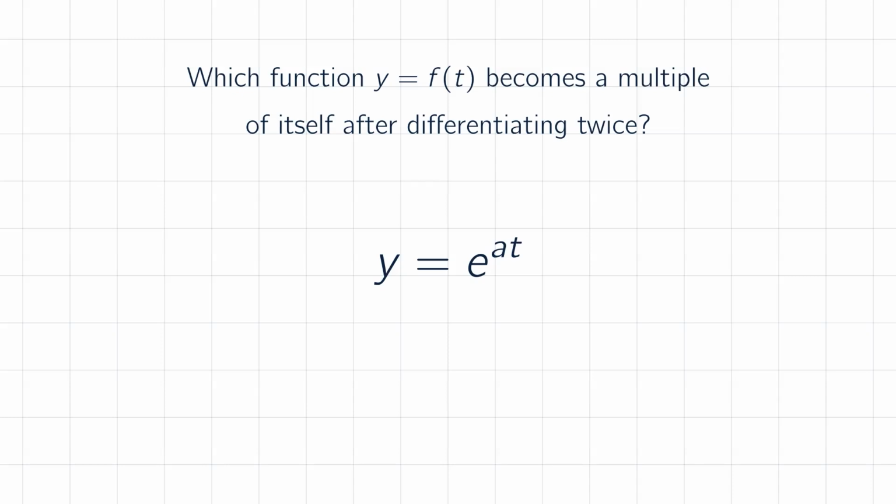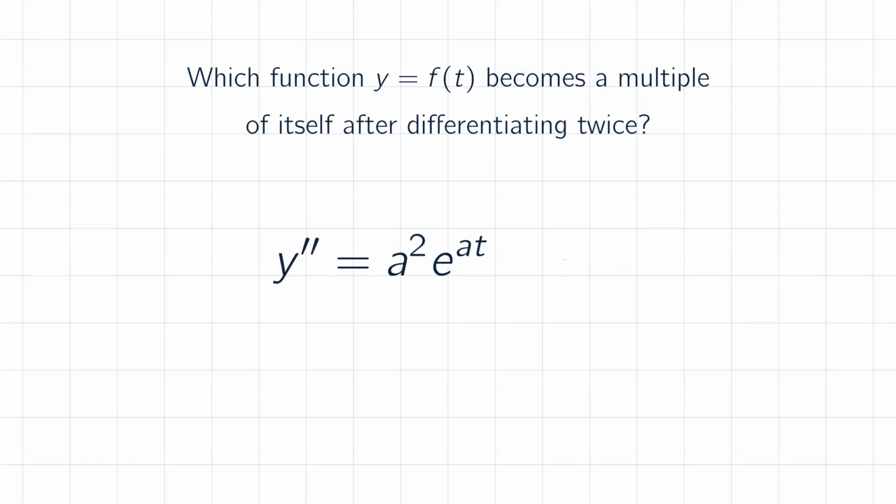If y is equal to e to the power a times t, then, because of the chain rule, the derivative is equal to a times the original function. If we differentiate 2 times, we get a squared times the original exponential function.